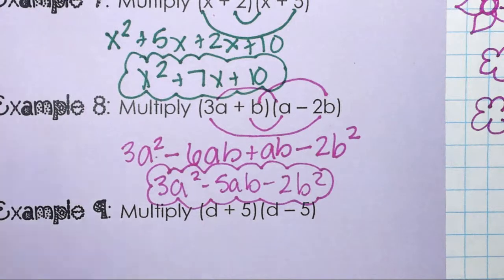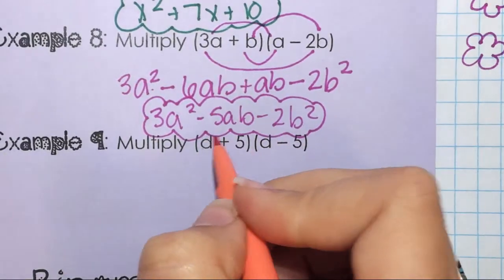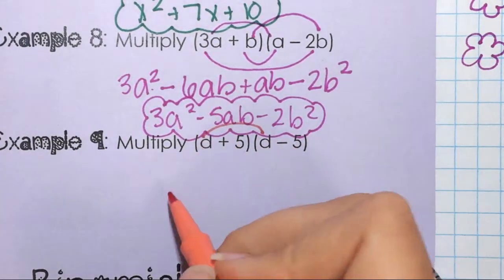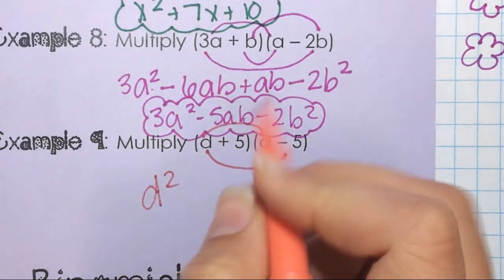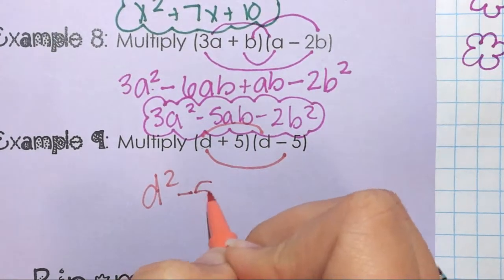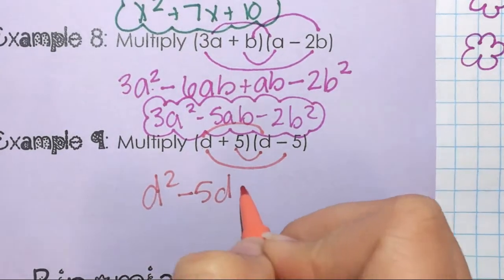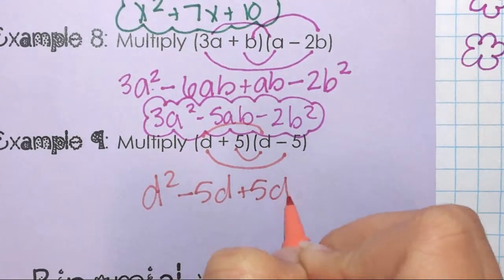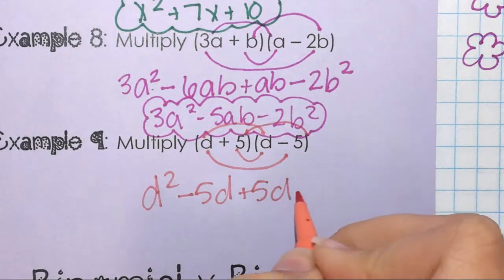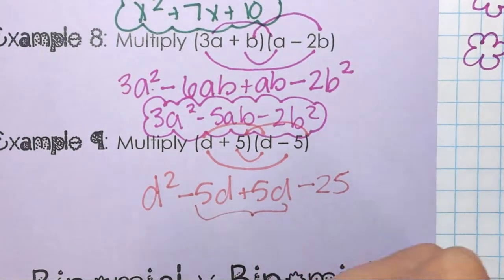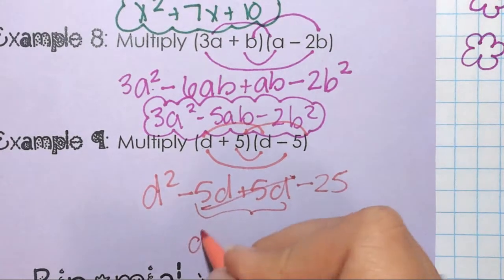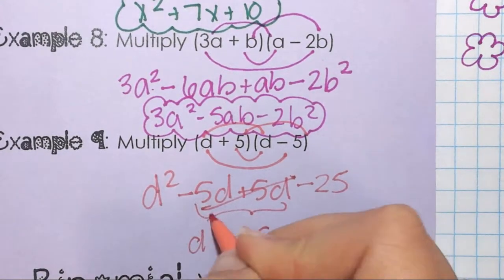Super appreciative, guys. The first thing we do is we do d times d, and that gives us d squared. Then we do d times negative 5, and that gives us negative 5d. Then 5 times d gives us 5d. And then 5 times negative 5 gives us negative 25. And then we combine like terms. Those cancel, and we have d squared minus 25.